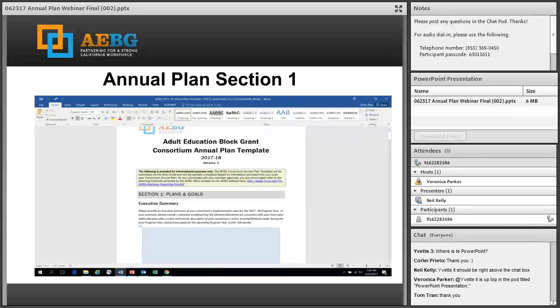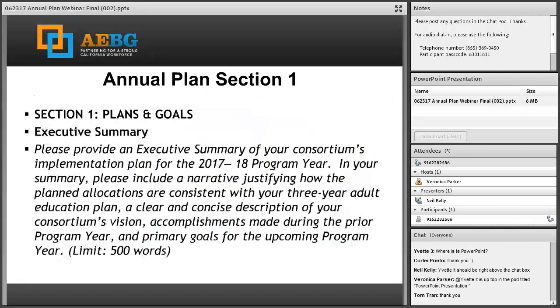One is goals. So that first question there is providing an executive summary of your consortium's implementation plan for 17-18. In your summary, please include a narrative justifying how the planned allocations are consistent with the 3-year adult ed plan, a clear, concise description of your vision, accomplishments from the prior year, and primary goals for the upcoming year. So basically, this is kind of looking forward, looking back, a quick 500-word summary.